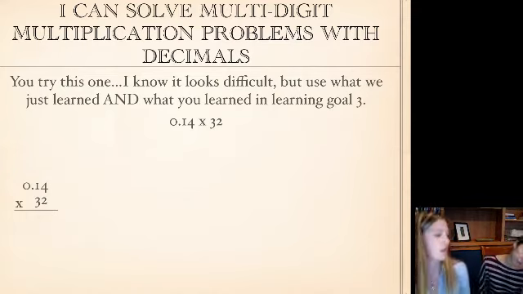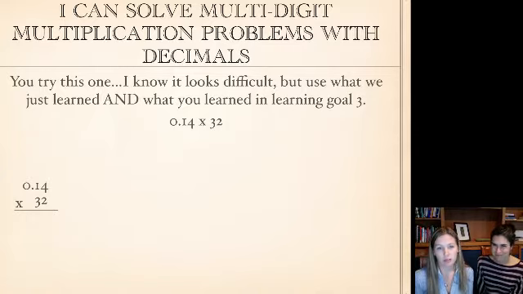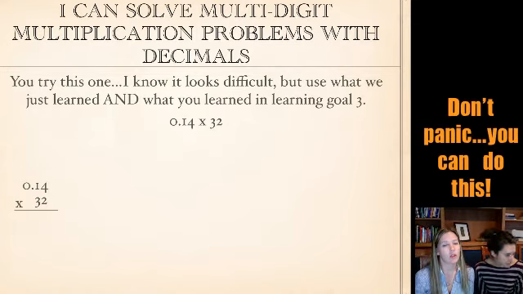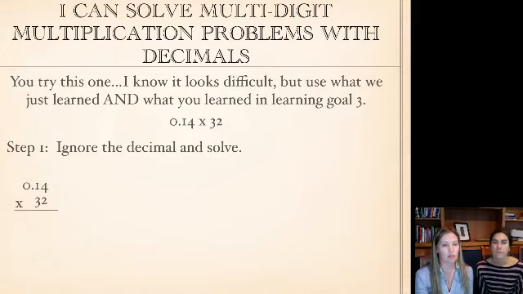Okay. So this one, I know this looks hard, but again, it's just taking what we've done and applying it. So in this case, you're multiplying 14 hundredths times 32. We've got it over here. So the same steps will apply. So please do the same steps. I put the first one up there for you. Ignore the decimals and solve.